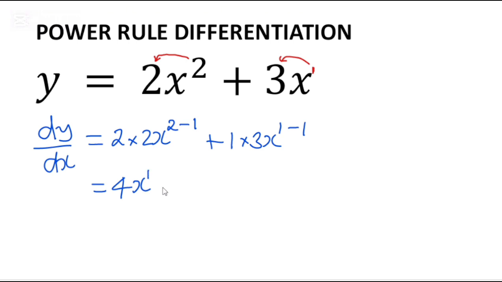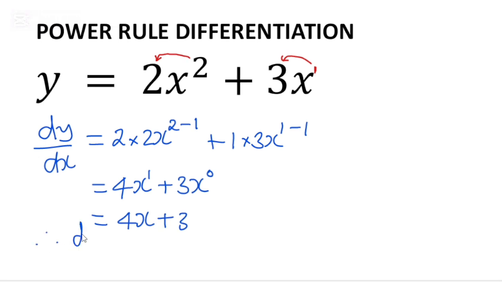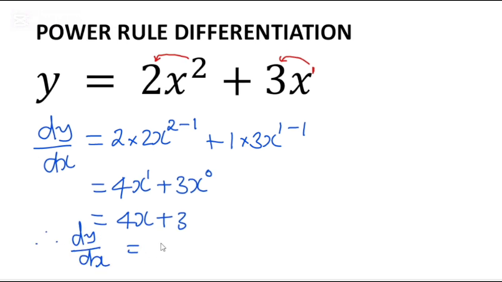So we have 4x to the power 1, then plus 1 times 3 is 3, then 1 minus 1 is x to the power 0. So this is the same as 4x, because any number raised to the power 1 is the number itself. So we have 4x plus, then any number to the power 0 is 1, so we're going to have 3. 3 times 1 is just 3. Therefore, dy dx is equal to 4x plus 3.